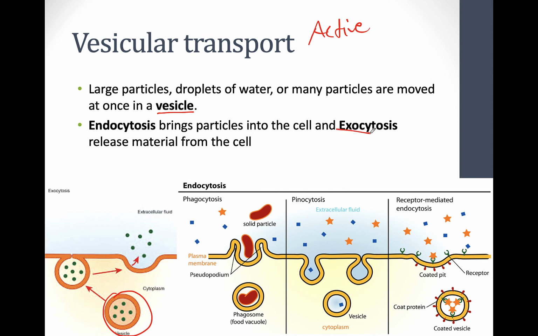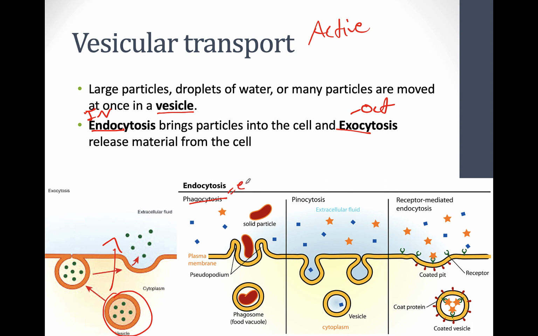Exocytosis, let's start with exocytosis. Exo means out, right? The outside. So exocytosis is how we move things from the inside to the outside of the cell. This is how we secrete proteins out into the fluid. Endo means in, right? So endocytosis is going to be how we move things in.